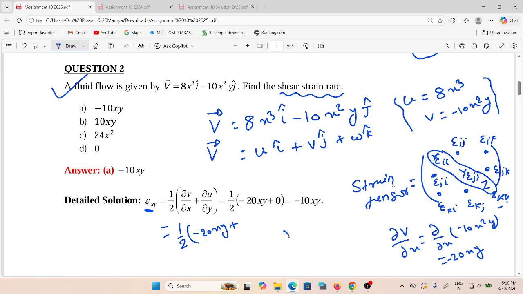Why? Because del u by del y is equal to del by del y of 8x³. So here it will be 0. There is no y term. So finally, when you divide this by 2, you will get minus 10xy. So this will be your final answer. So minus 10xy will be your correct answer for question number 2. Hope you understand. Now let us move on to the next one.